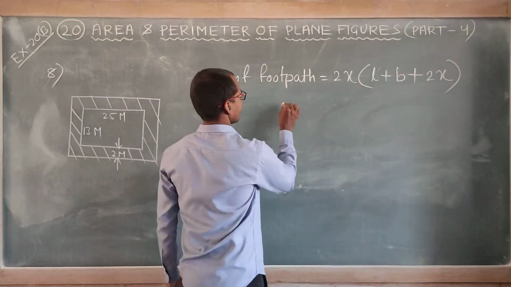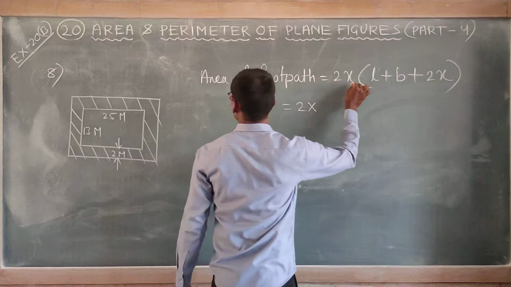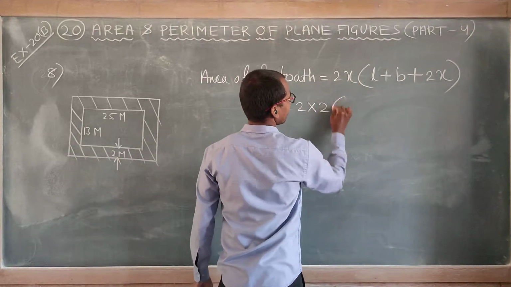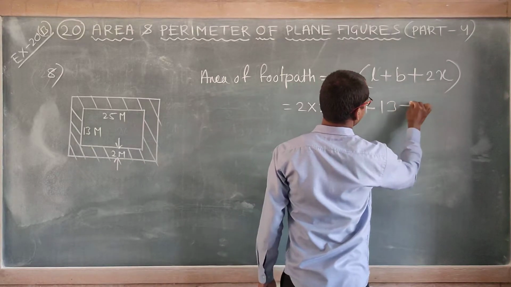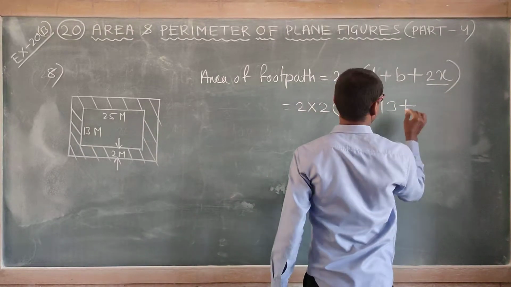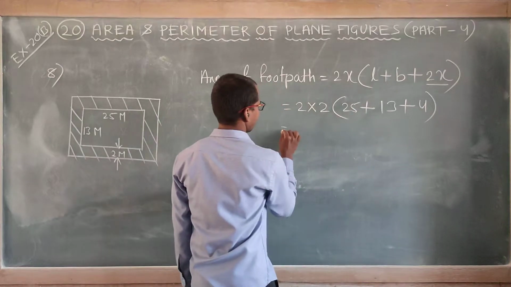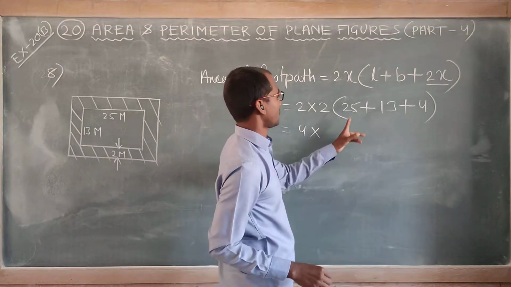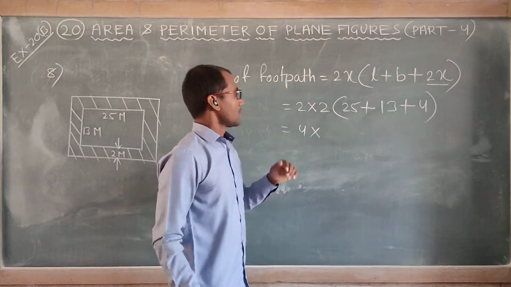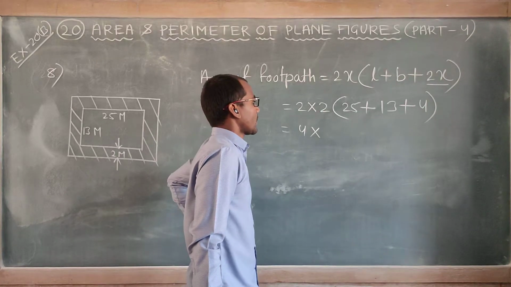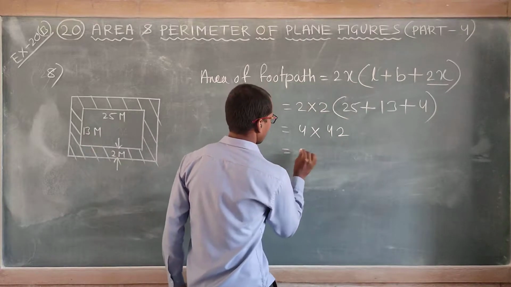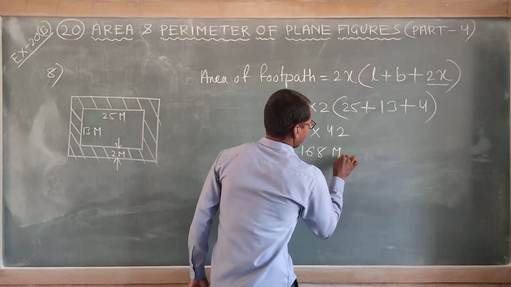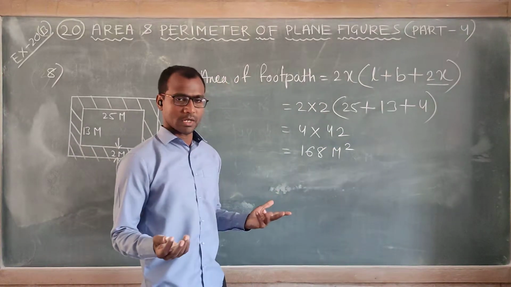So that is equal to x in width, which is 2, length is 25, breadth is 13, again 2x is 2 into 2, 4. Ready? 4 into, what is this? 25 plus 13 is 35, 38, 42. 4 into 42 is 168 square meter. Same value we are getting.